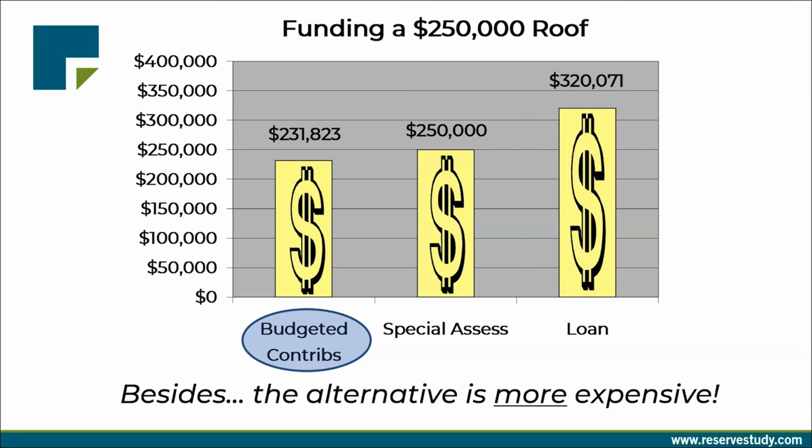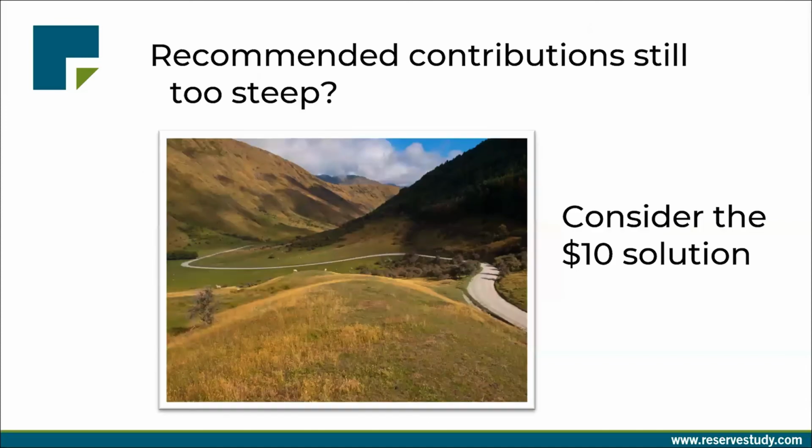But can you offer some help for boards or managers who still have that 25% number stuck in their head and they're thinking, wow, we need to significantly increase our reserve funding? How do they get started on that path to success? Yeah, so the general idea is to start raising your reserve contribution a little bit at a time as frequently as possible. And we call it the $10 solution.